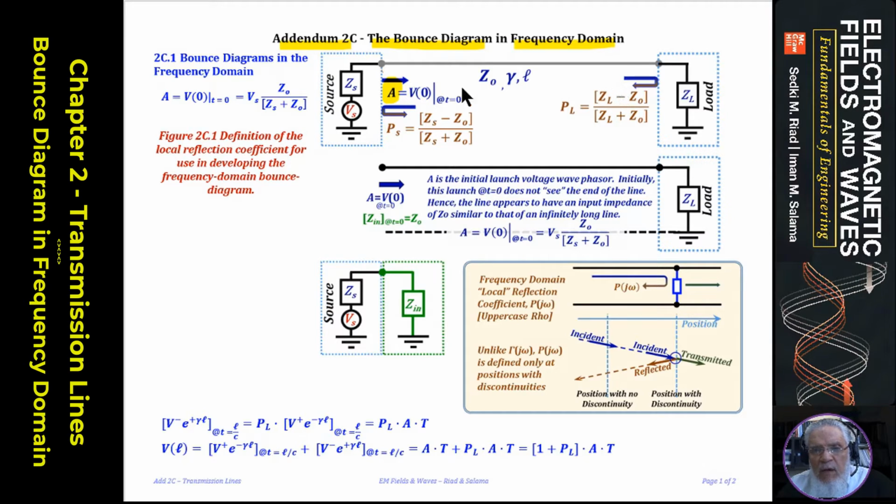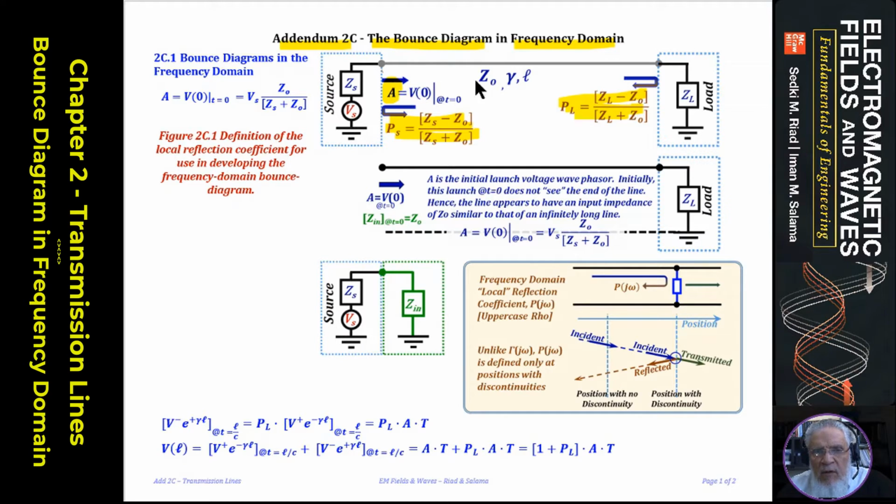The first reflection will come back and will meet the characteristic impedance of the source. Again, as a mismatch to the characteristic impedance of the line, there will be a reflection coefficient: Zs minus Z0 divided by Zs plus Z0. That's the reflection coefficient here, and again we are using rho instead of gamma. So these are the two reflection coefficients, the one at the source and one at the load. As the signal goes back and forth, it is going to get modified by these reflections.